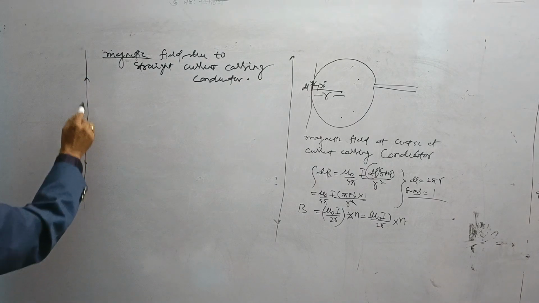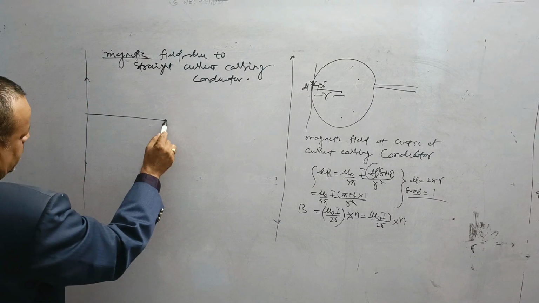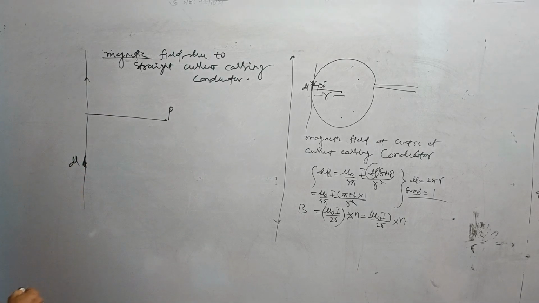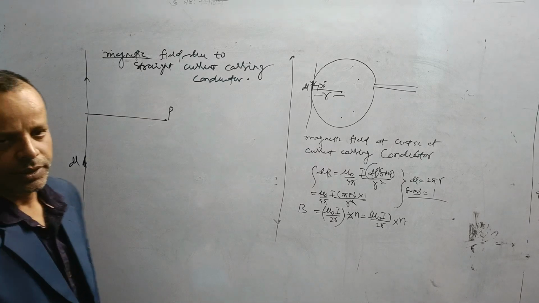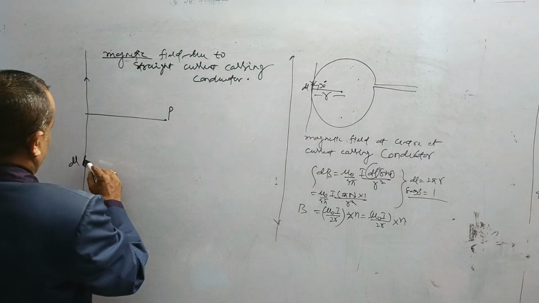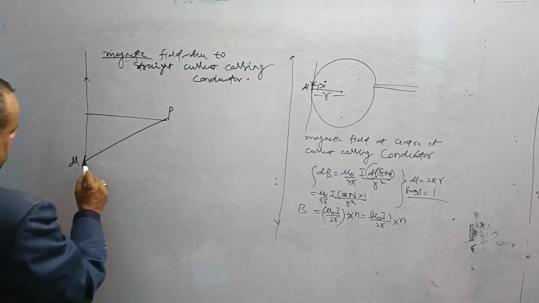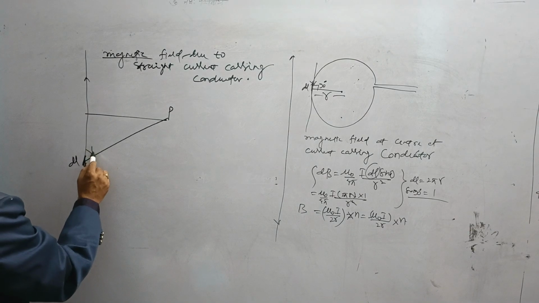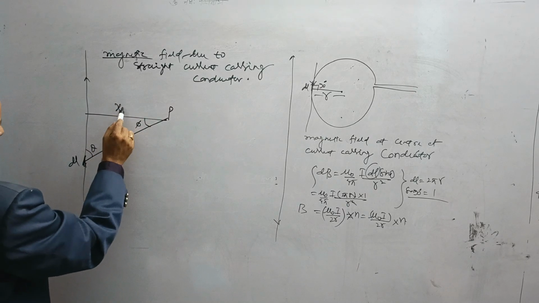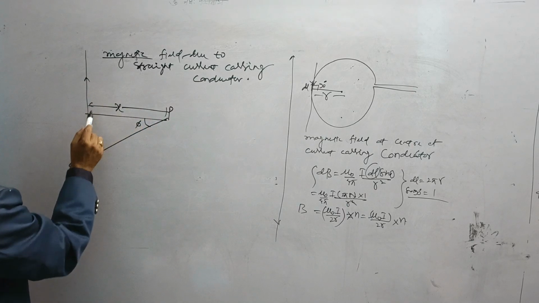Let us suppose this is our current element. This is point P. This is delta L. Again we will be utilizing Biot's law to find the total magnetic field due to this element. Let us suppose it makes angle theta over here. This is angle phi. Let us suppose this is at a distance x from the conductor.